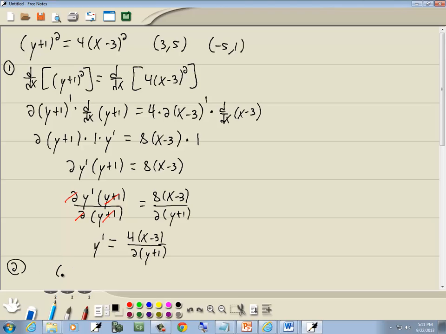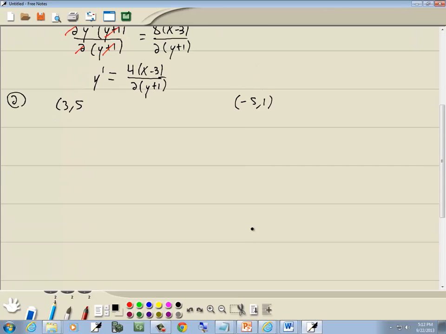Step 2. We'll have two parts here, or two separate problems, I should say, wanting to find the equation of the tangent line at these two points. So I'm going to change my y prime to m, and then I'll plug in the point for x and y. Put that in for x, put that in for y. I'll do the same thing here, putting that in for x and that in for y.